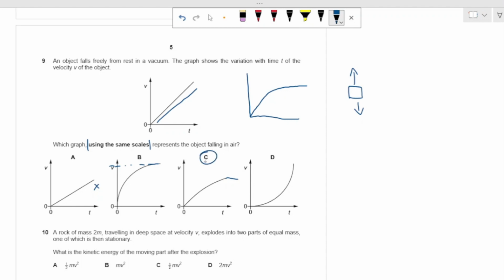Option C is definitely correct. D is just wrong. The graph should level off, not just increase in gradient. Option B would have been in fact correct if they would have said just the graph shape. Using the same scale means that the speed just can't be maximum. It would reach maximum if it was in a vacuum, but with air you can't just reach maximum speed. Some of the kinetic energy will transfer to the air.